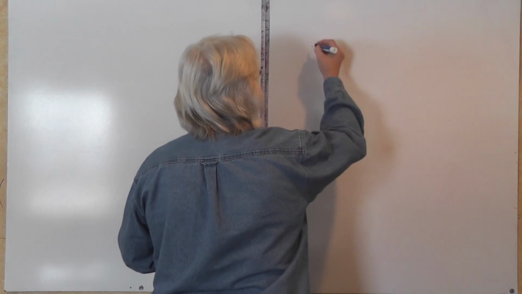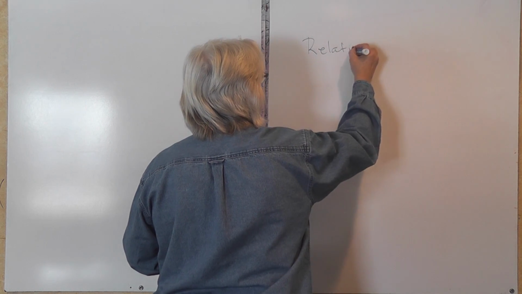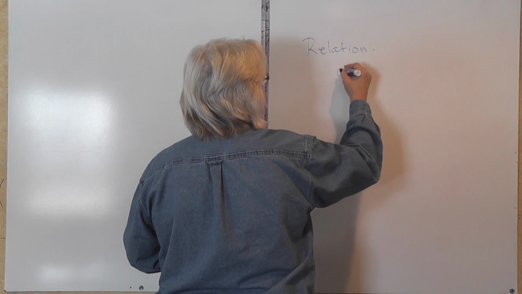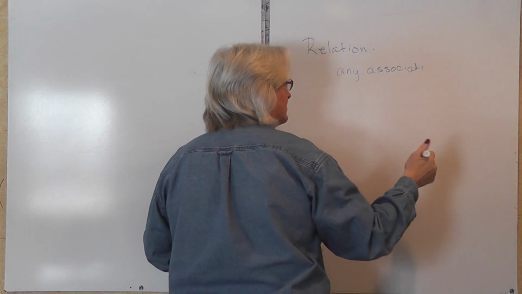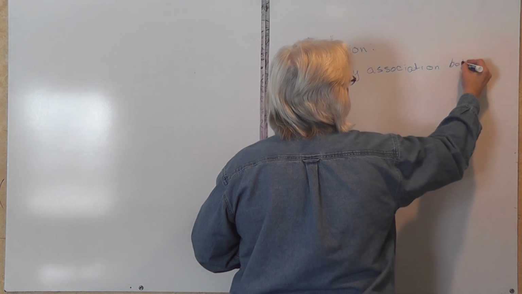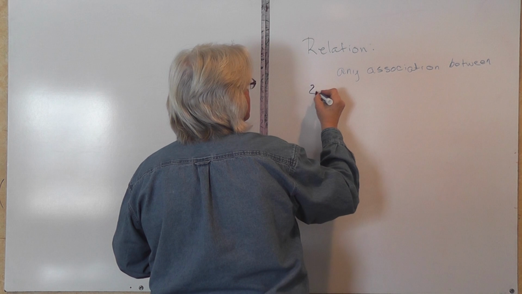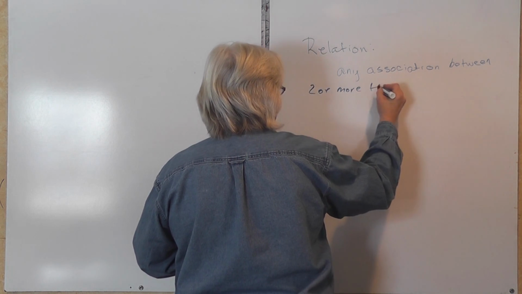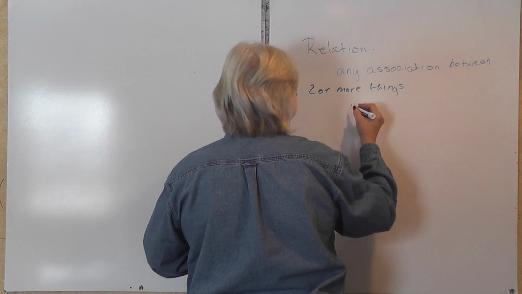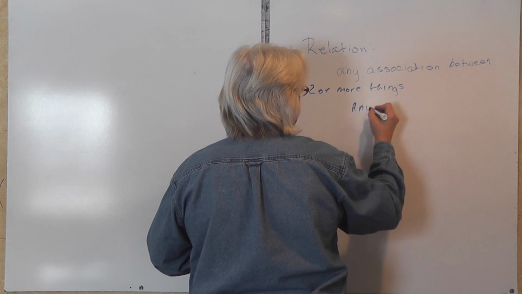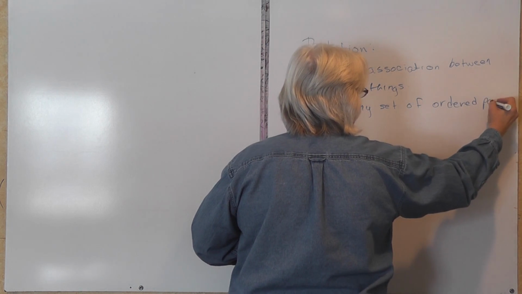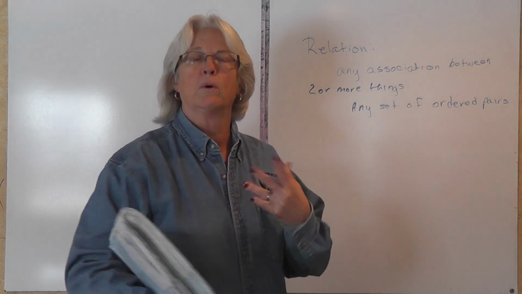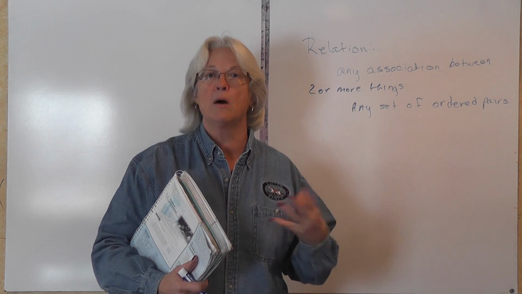First, we want to talk about what a relation is. A relation in mathematical terms has a specific meaning, and a relation is any association between 2 or more things, and specifically it is referring to any set of ordered pairs. Oh my, it's been a while since I have written on the board. Plus it's cold.